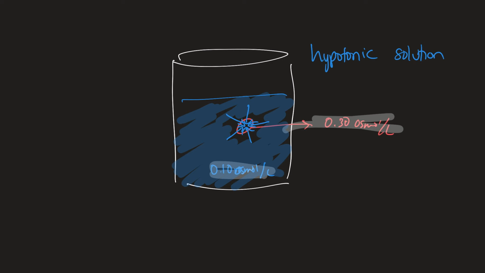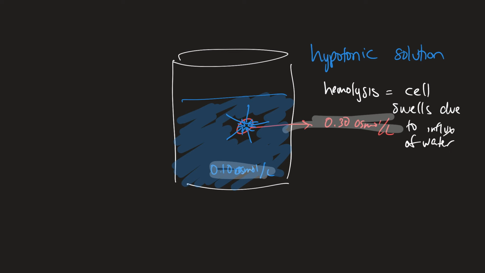Now what's going to happen? The cell is going to undergo what we call hemolysis. Hemolysis is basically when the cell swells due to the influx of water. There's water entering the cell much more quickly than it's leaving the cell, and so the cell is going to ultimately swell up. And then oftentimes it could potentially just burst as well.